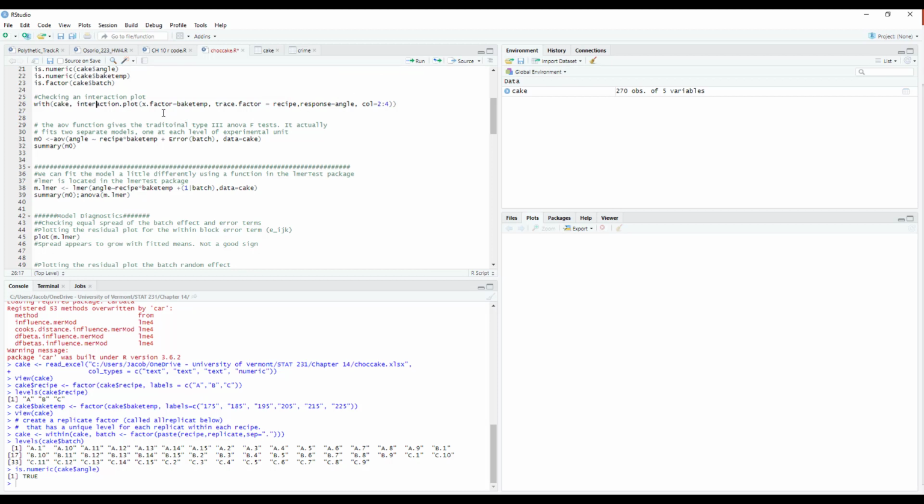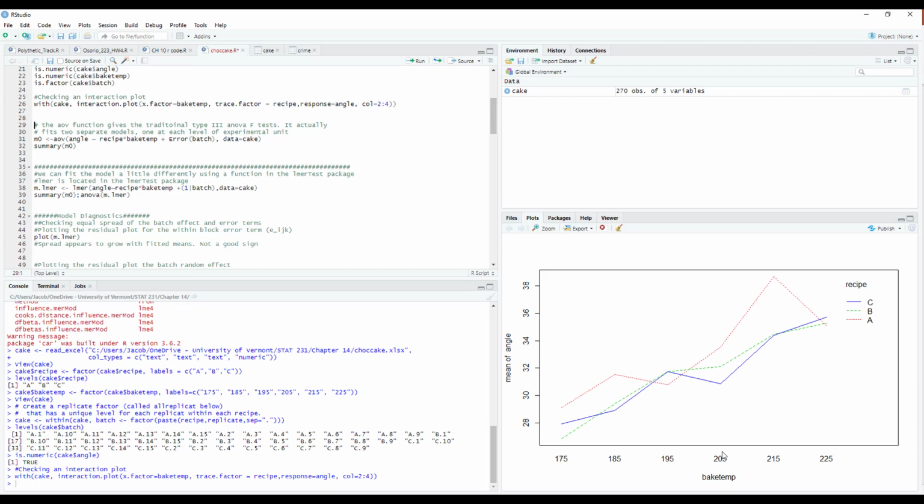So we'll let the factor on the x-axis be baking temperature, the trace factor be the recipe, and then the response variable is going to be the angle. We'll have the lines being drawn be our 3 different colors. I put bake temp on the x-axis, so that way we'll have 3 lines, 1 for each recipe, instead of 6 lines, 1 for each baking temperature. You can do it the other way around if you like, though. If you run it, we get our interaction plot.